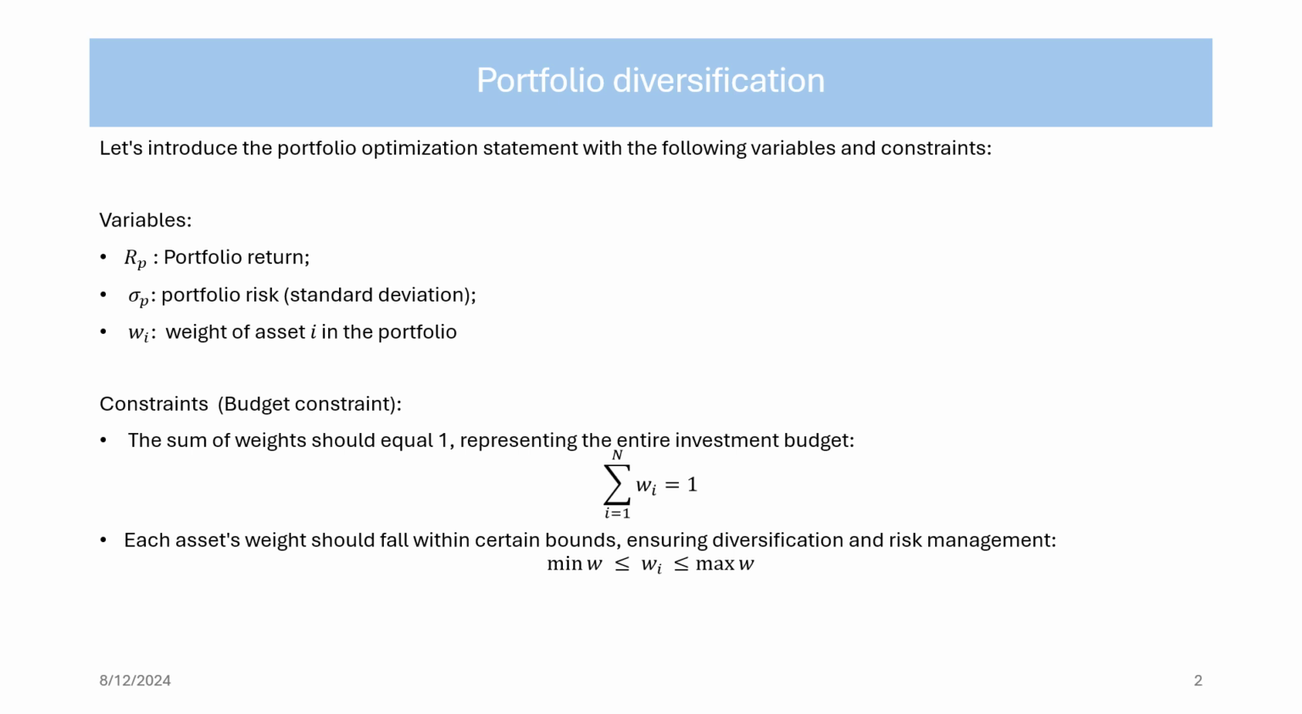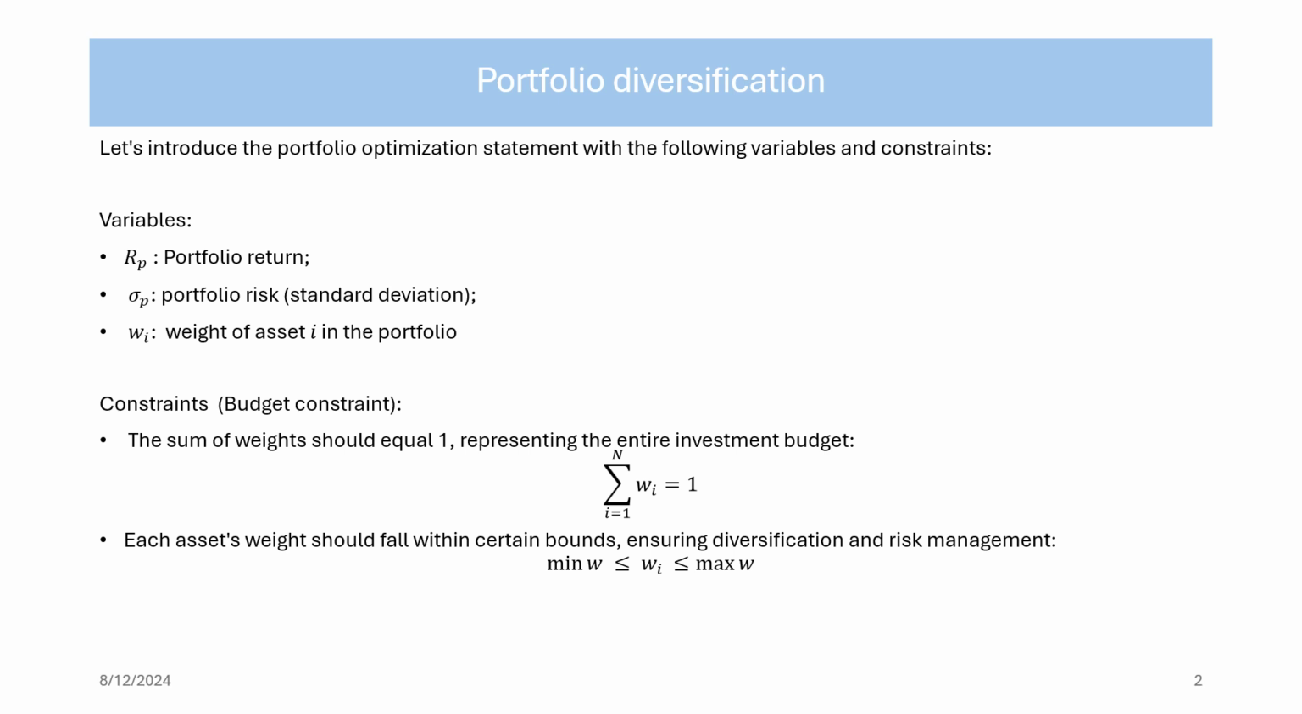First of all, let's look at the portfolio optimization, where the following variables and constraints play an important role. Rp is defined as the portfolio return, sigma p as the portfolio risk or standard deviation, wi as the weight of an asset i in the portfolio. Subject to the constraints, the summation of the individual portfolio weights wi must add up to 1.